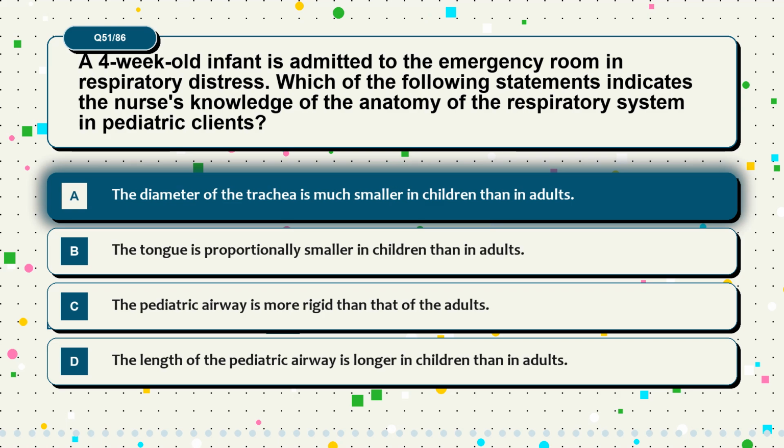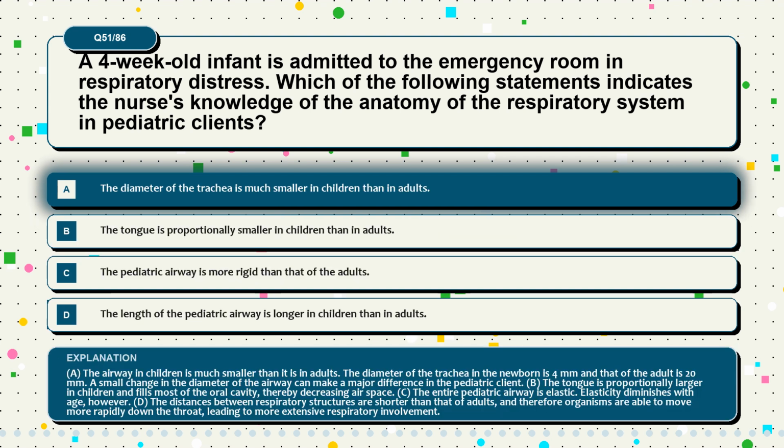The correct answer is option A. The diameter of the trachea is much smaller in children than in adults. The airway in children is much smaller than it is in adults. The diameter of the trachea in the newborn is 4 mm, and that of the adult is 20 mm. A small change in the diameter of the airway can make a major difference in the pediatric client.